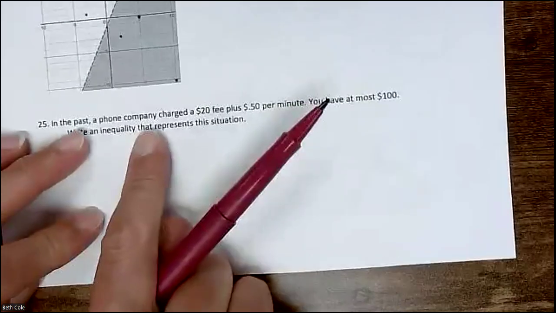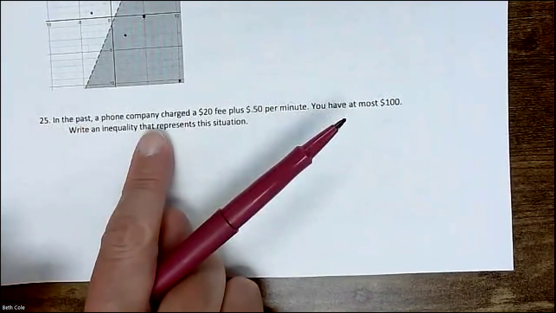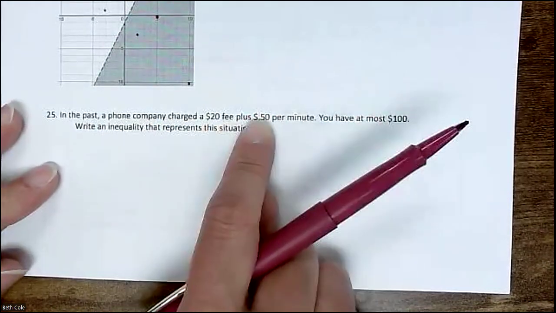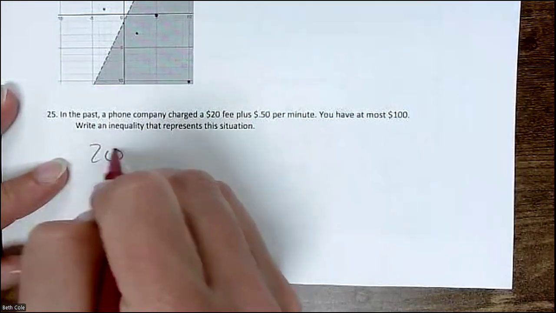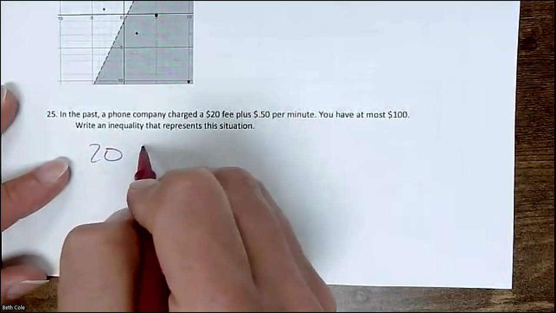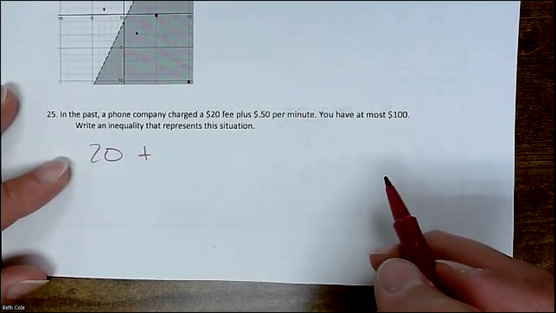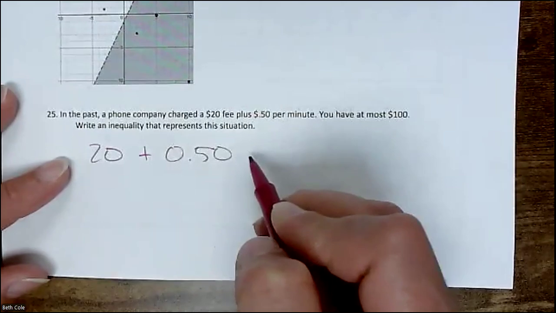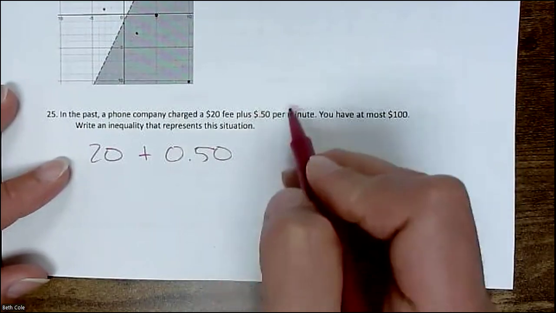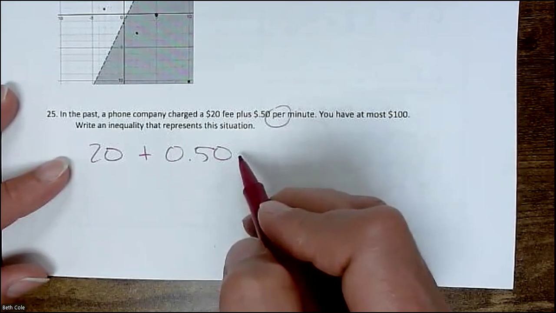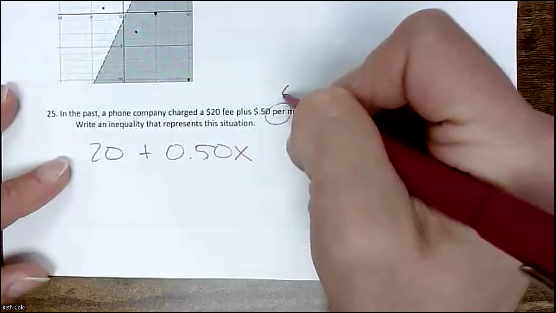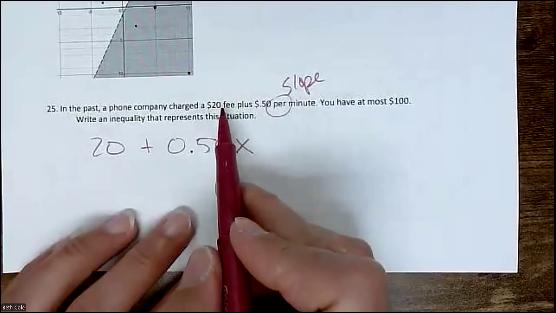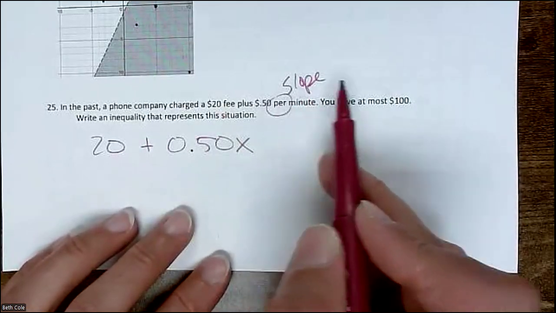In the past, a phone company, I wrote in the past because this was like back in the 90s. Now you have unlimited minutes and whatever. But a phone company charged $20 fee plus 50 cents per minute. So let's write that out. It would be $20 plus 0.5, it has the per, so what do I have to put with that? X. Good. That's your slope. You could have written this the other way around too. That's fine. I just wrote it that way because that's how it's written. $20 fee plus 50 cents per minute. Per means that's your slope.